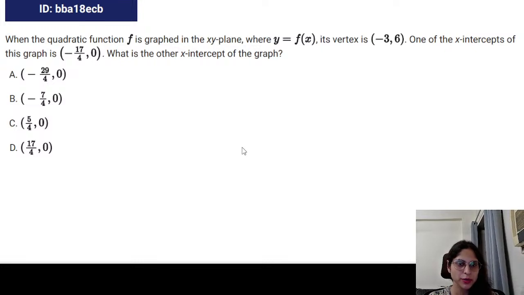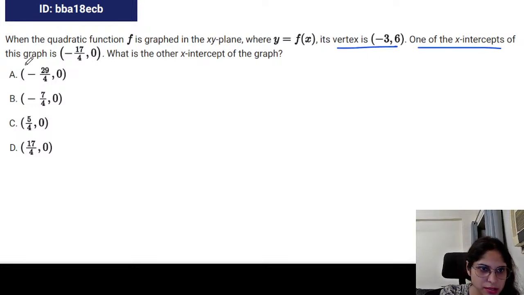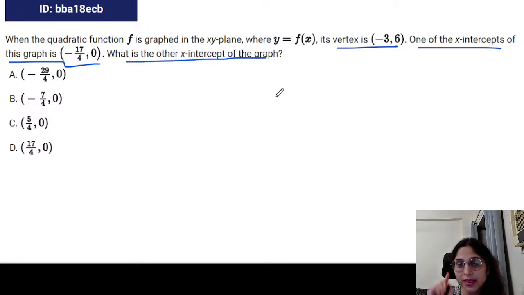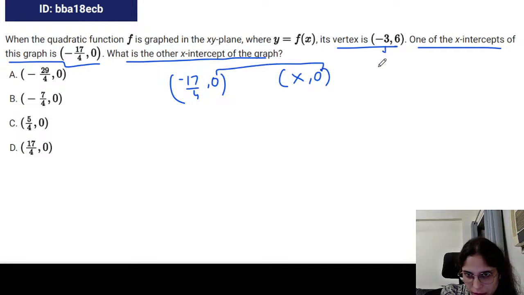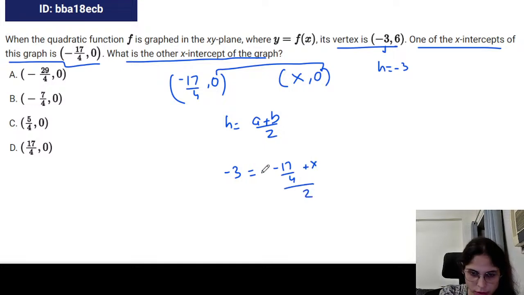Here. When the quadratic function is graphed, y is equal to f of x, the vertex is (-3, 6). One of the x-intercepts is (-17/4, 0). What is the other x-intercept? Over here, that concept comes in handy, because this is (-17/4, 0). The other x-intercept is going to be (x, 0). Your h value is negative 3, and your h is a plus b over 2. So basically negative 3 is equal to negative 17 fourths plus x over 2. You multiply by 2: negative 6 is equal to negative 17 fourths plus x.